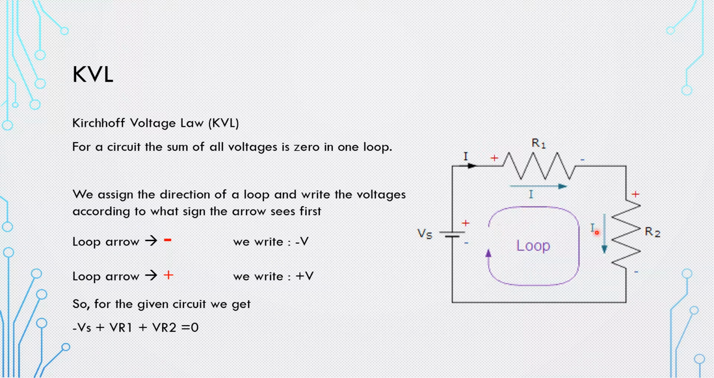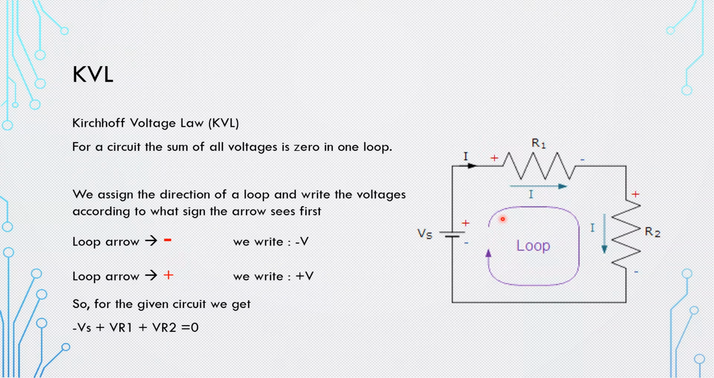So how to apply KVL in order to find the voltage across each element in the circuit? First of all, you have to assign your loop direction. The loop doesn't have to be in the same direction as the current, but if you do it, it's okay. So you have to assign the direction of the loop. Is it clockwise, or you can do it counterclockwise. But let's try to follow up how to apply this formula.